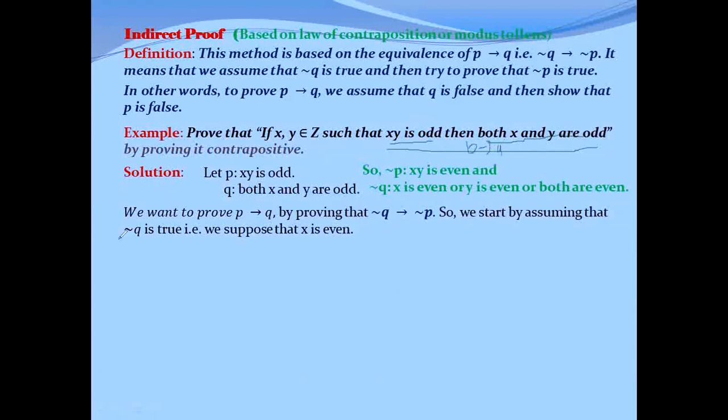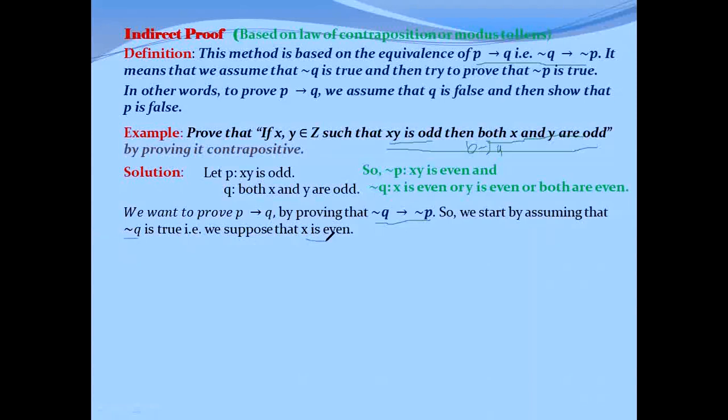We want to prove P implies Q by proving that not Q implies not P. Since we know that by contraposition, if P implies Q, then its contrapositive not Q implies not P is also true, as I have discussed in the first slide. So we start by assuming that not Q is true. That is, we suppose that not Q is true.